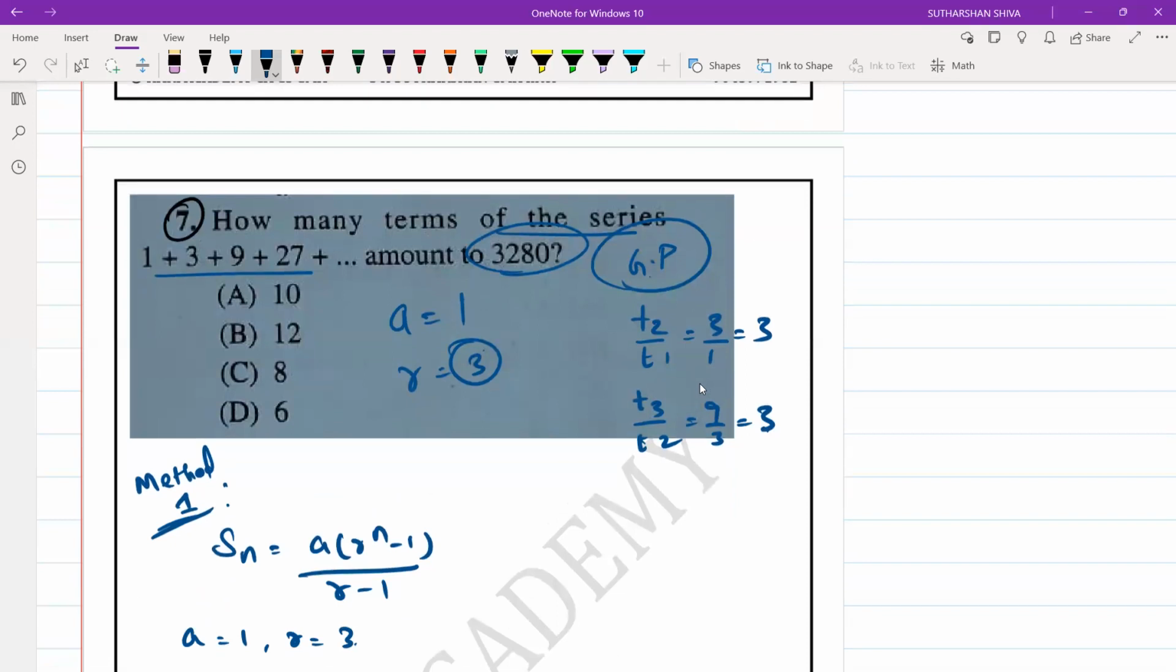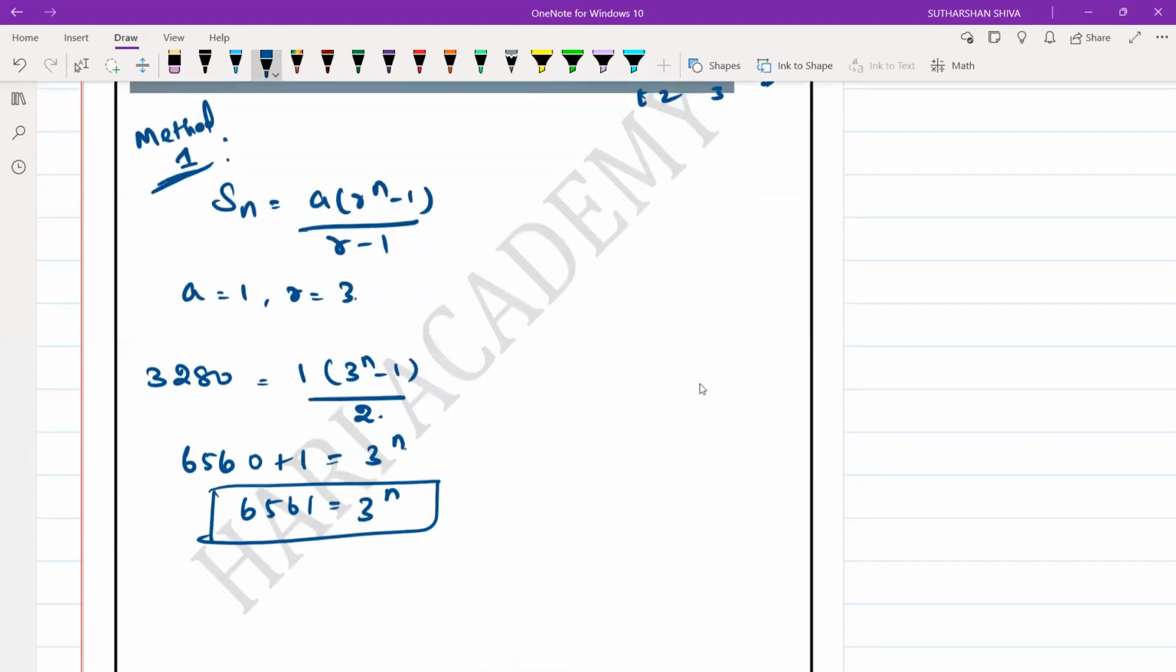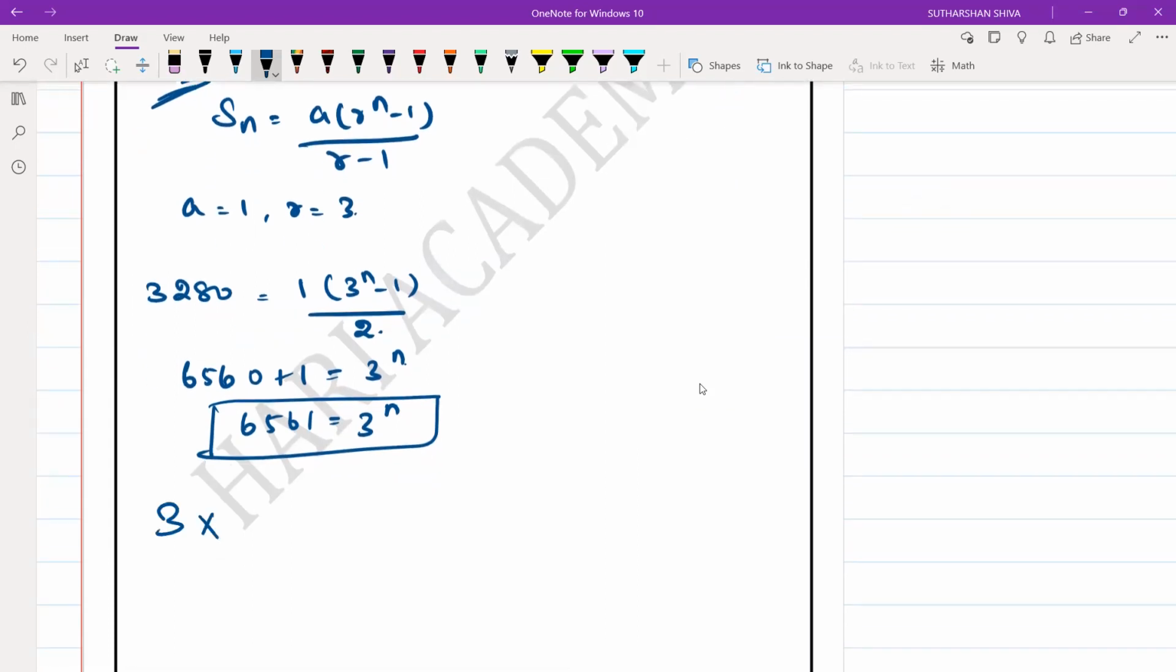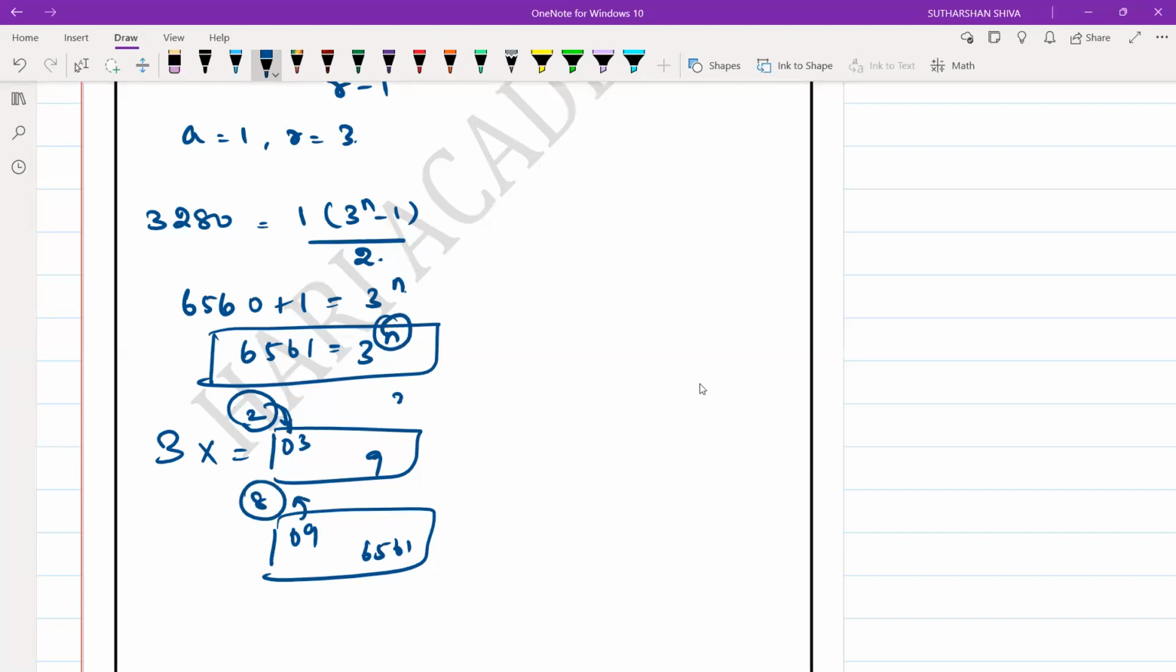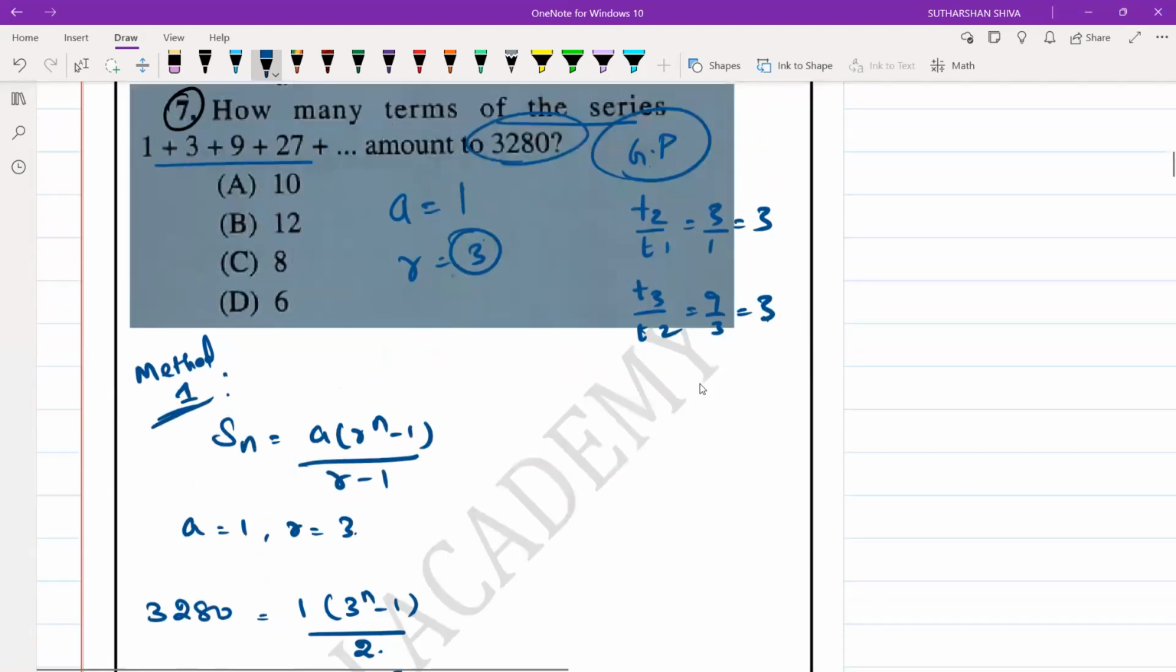What are the options I have been given? I will take my calculator. I will try to find 3 times equal to. My first step, 3 into equal to. It is nothing but square, you will get 9. Whenever it is a square, you will get 3 here. So you keep on pressing up to 6561. If you keep on pressing, here you will get 9, when it is a square, you will get 3. From this, subtract 1, it is 8. So my n value is going to be 8. So my final answer is going to be 8.